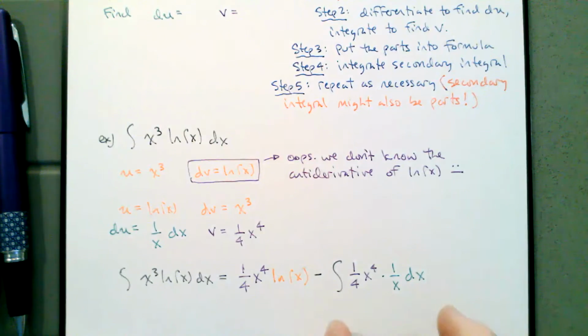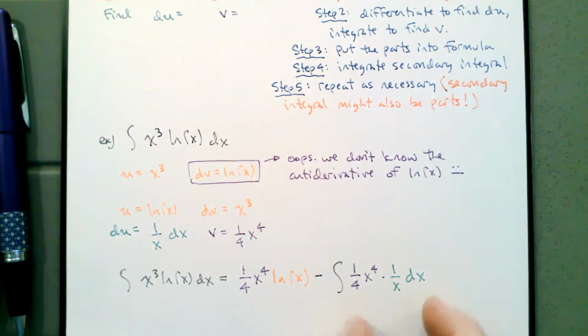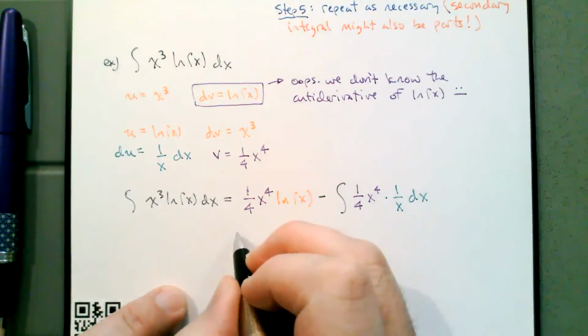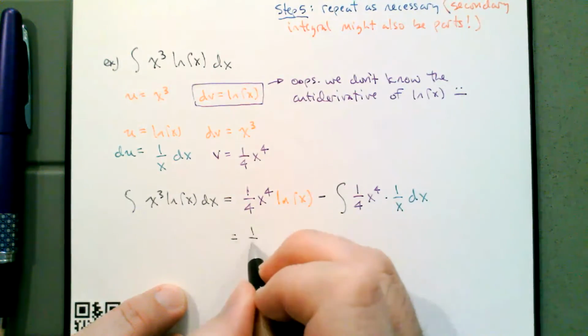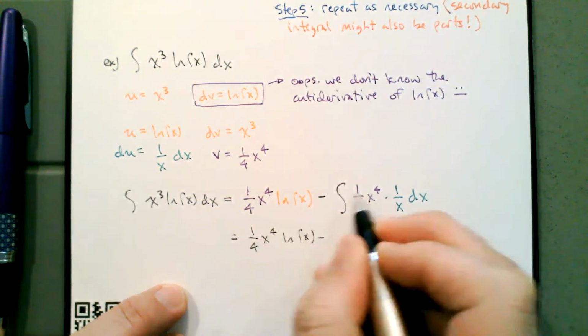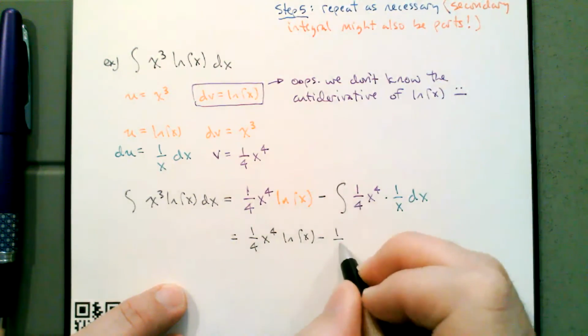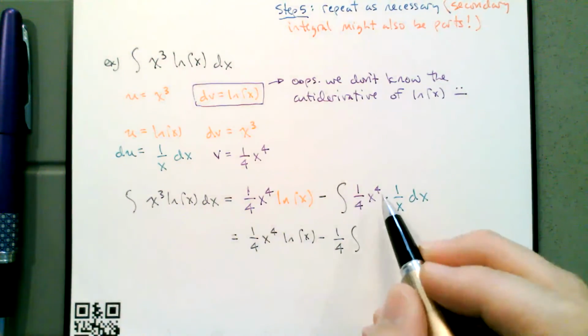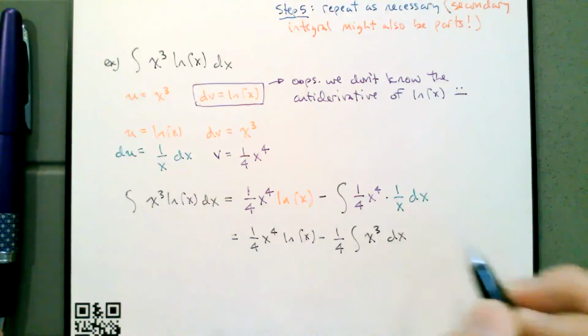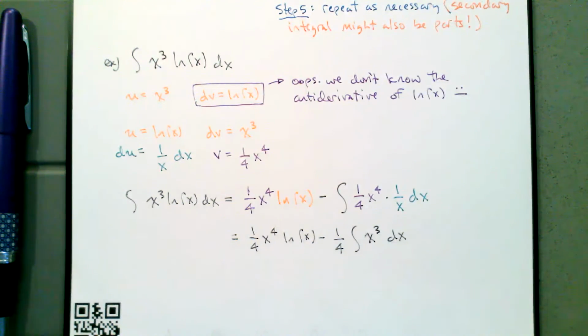Next, we're going to have to evaluate this secondary integral. So I'm going to simplify it. I've got an x to the fourth times 1 over x, and so I can cancel out one factor of x. So here we're going to have 1/4 x to the fourth times the natural log of x minus, I'm going to factor out a 1/4. I like my constants in front of my integrals. X to the fourth times 1 over x is x cubed dx. So I'm going to simplify my secondary integral before I integrate it.